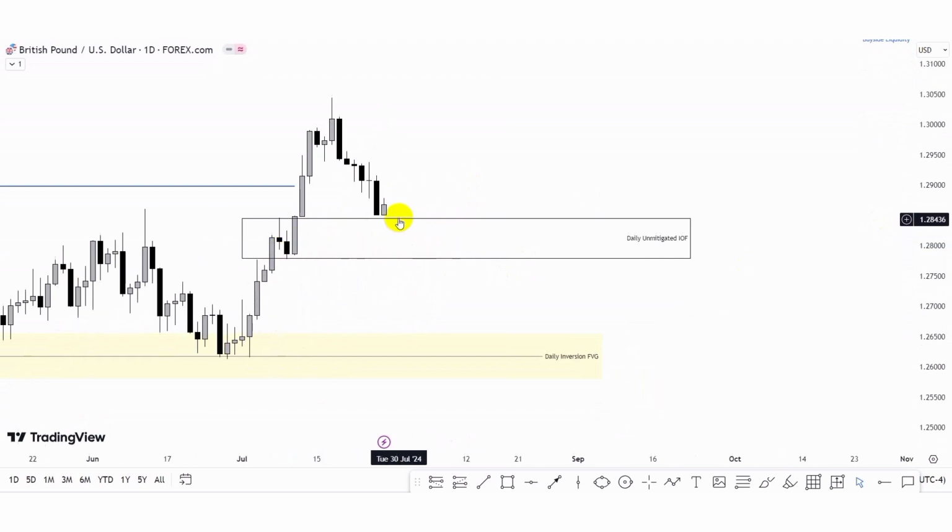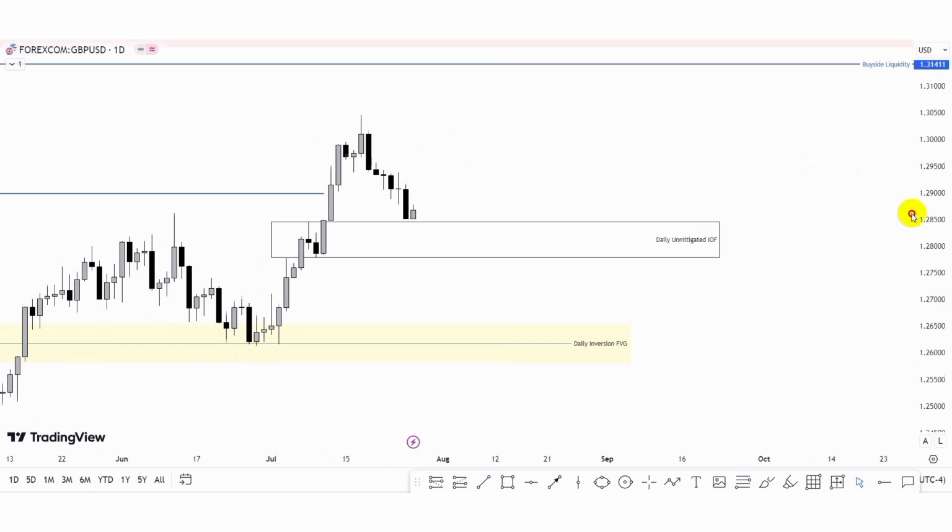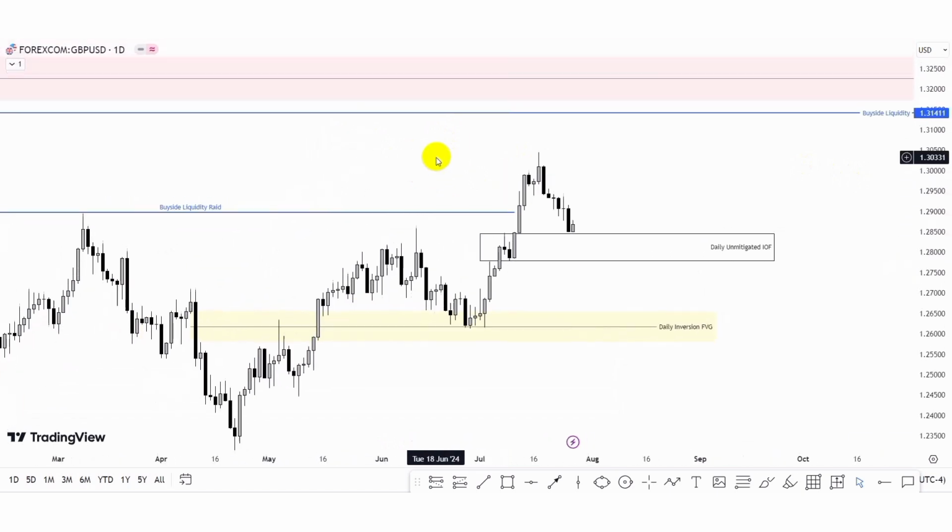So we want to see further push of price to probably mitigate this daily institutional order flow before we are going to see price push to the upside. And then we want to see first price takes out this buy side liquidity. So this is what we are framing from the GBPUSD pair.